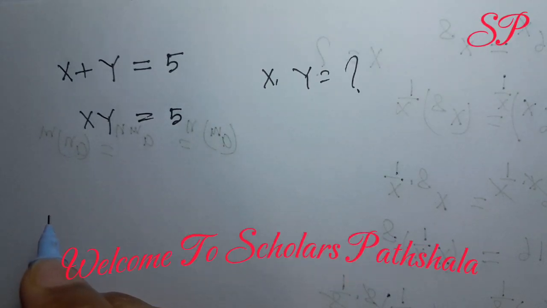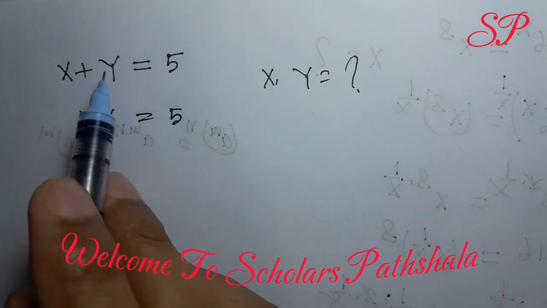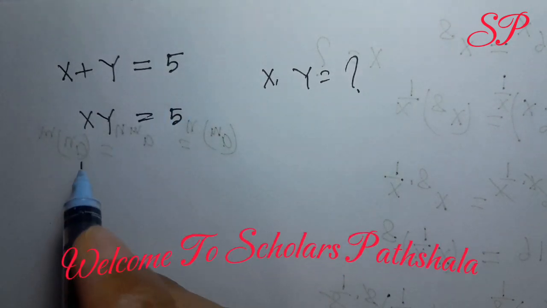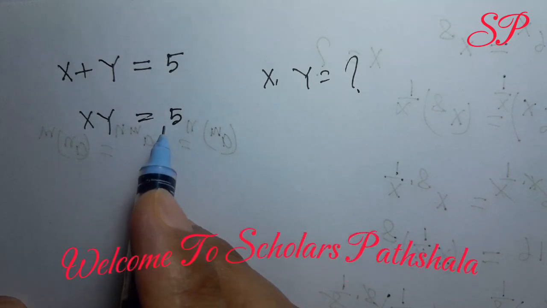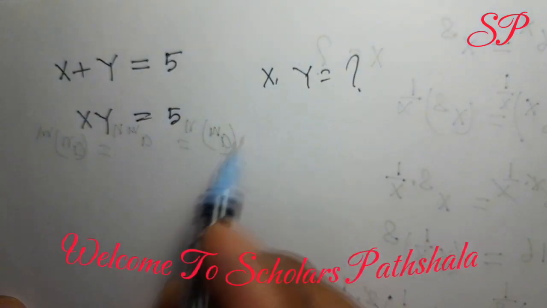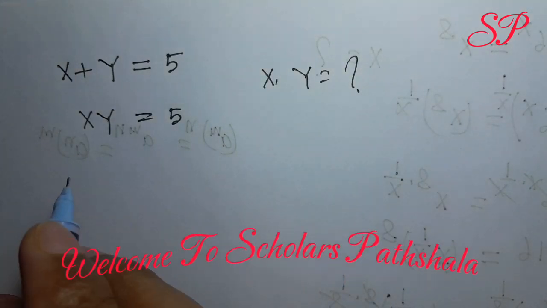Here it is given that x plus y is equal to 5 and xy is equal to 5. We have to find out the value of x and y. Let's get started.